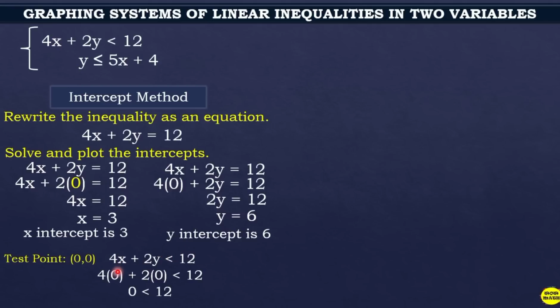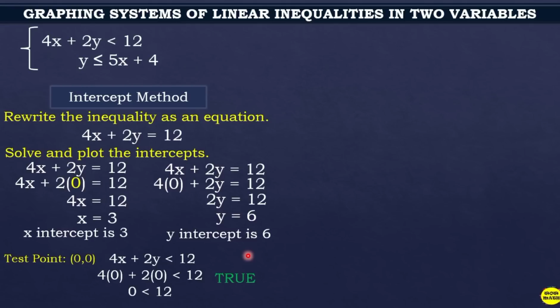And then, substitute mo yung parehong 0. And then, you will have 0 is less than 12. Ang 0 ba is less than 12? Yes. So, this is true. Okay. Now, bakit sinolve ko na muna yung intercept saka yung test point? Para pag nag-graph tayo, given na lahat. Okay? So, given na lahat.